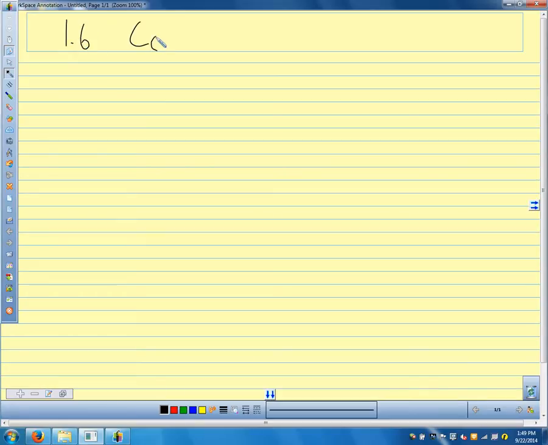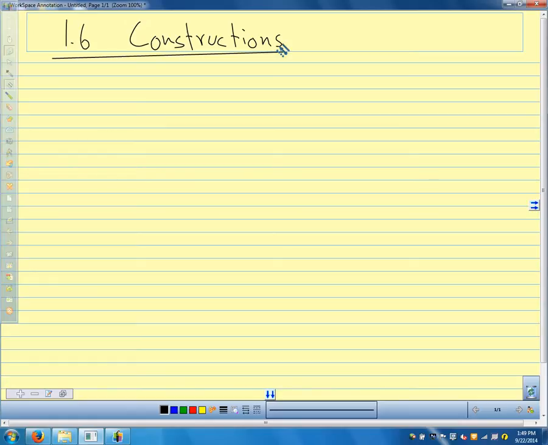And we're going to do constructions. Are we doing all the notes on this page? Yes. So everything that we do will go on the sheet that I give you. You don't need another sheet of paper. Everything will go on here.